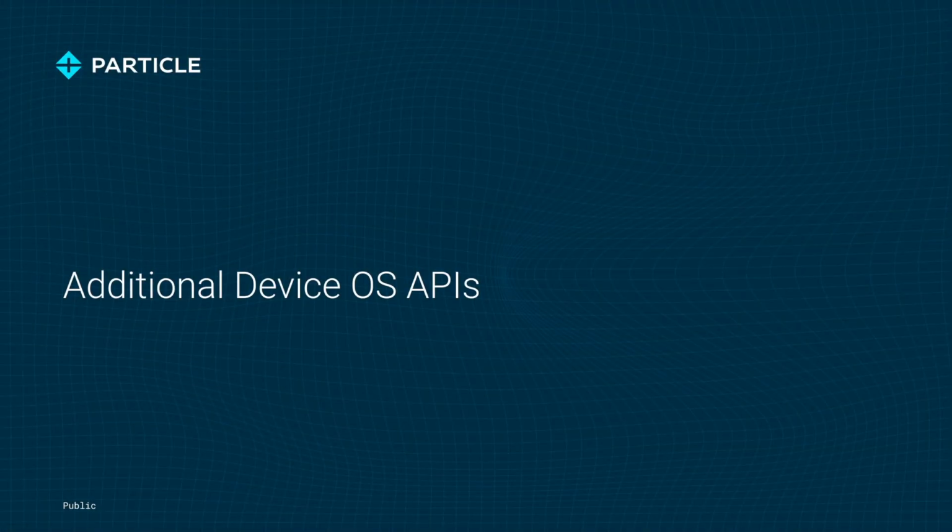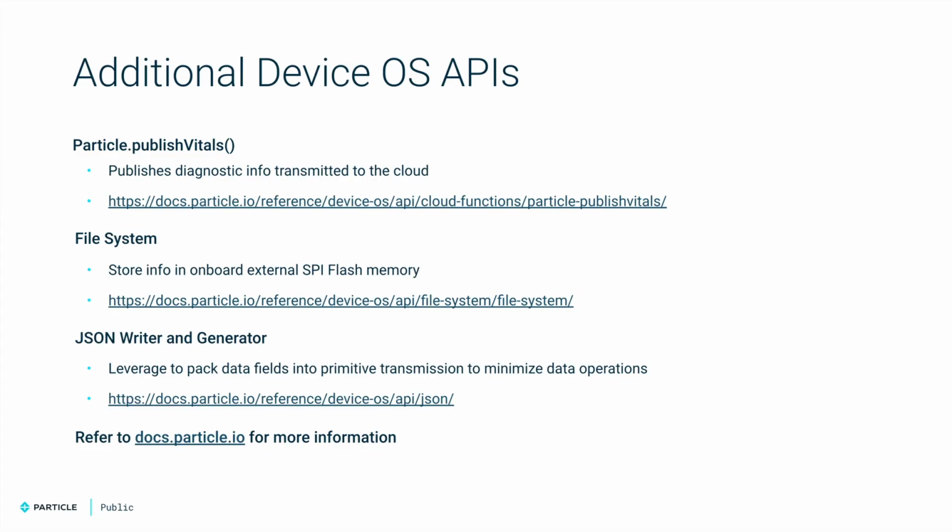Next, let's talk about additional DeviceOS APIs and features you should be aware of when developing on our platform. One key DeviceOS API you should be aware of is the Publish Vitals API, as it allows users to transmit diagnostic data to the cloud. By default, this publish occurs at every cloud connection and every 3 days. But if the application requires this information more frequently, use the Publish Vitals API.